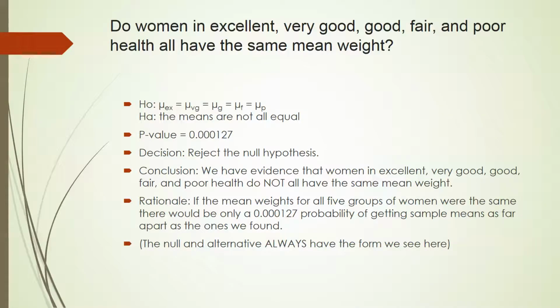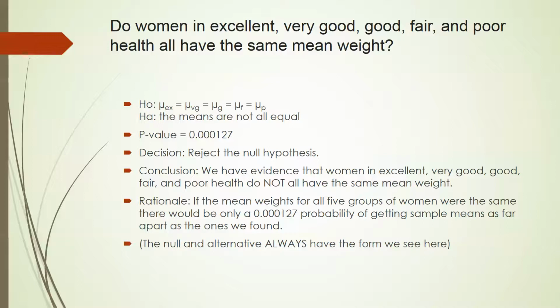So now we're ready to carry out the complete hypothesis test. The null is that the five groups all have the same mean. Mu excellent equals mu very good equals mu good equals mu fair equals mu poor. And the alternative is that those means are not all equal. Maybe four of them are the same and one of them is different. Anything could be true, but the alternative is just that they're not all five the same.